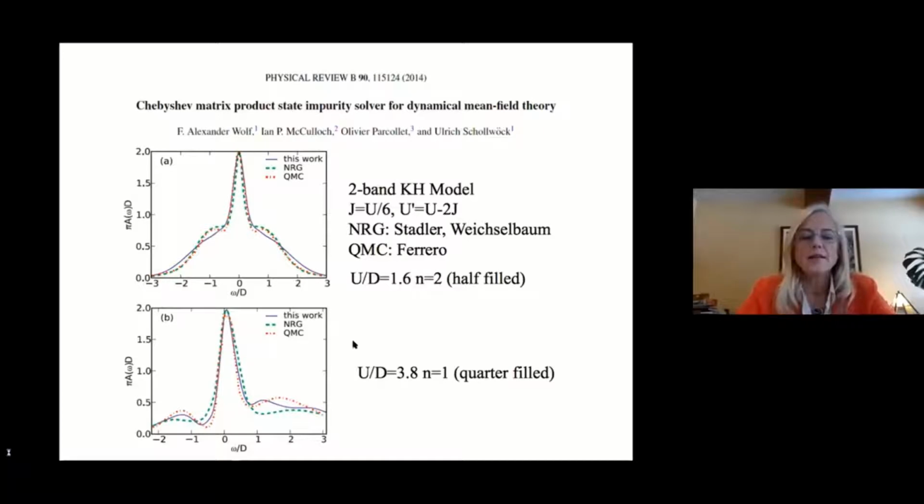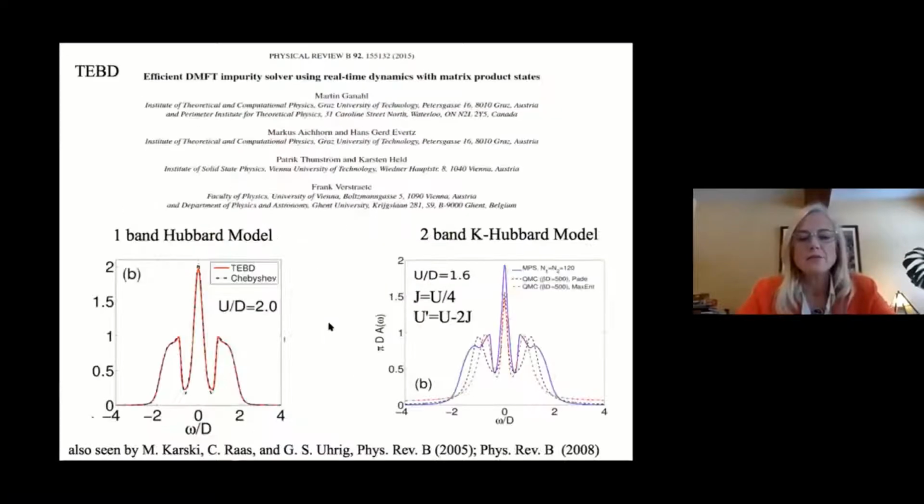This is another MPS development, developed by Paeckel and co-workers. It is called time-evolved block decimation, which is also based on MPS, matrix product states. They calculate the one-band Hubbard model and the two-band Kanamori-Hubbard model with these parameters for the half-filled system. Here we see again the three-lobed structure: lower Hubbard band, upper Hubbard band.